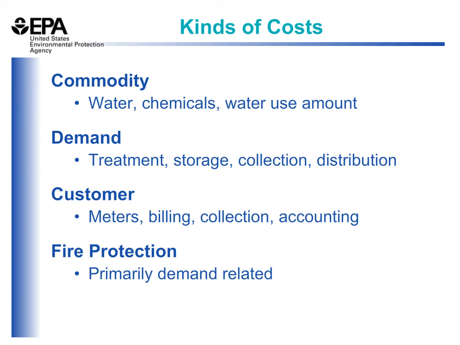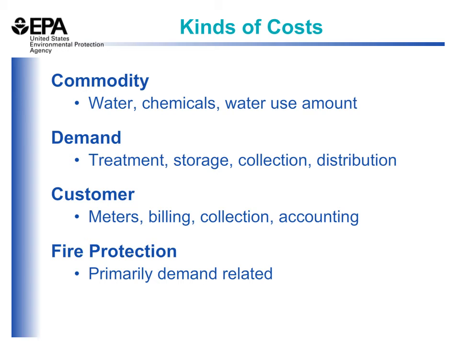So now let's look at what causes these types of costs. Water is the biggest commodity, but you need chemicals to treat the water. And how much do you use? You have demand. The water provided needs to be treated, needs to be stored somewhere, potentially in a storage tank, collected or distributed to the user. You have customer costs, so meters, billings, administrative costs, collection of money, and accounting.